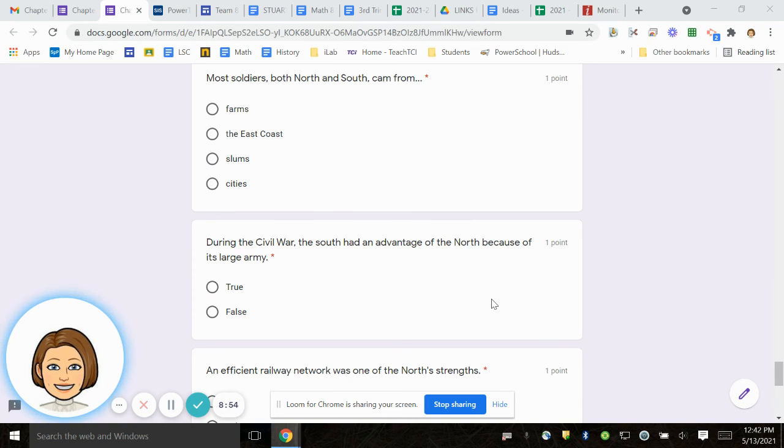Number 21. Most soldiers, both from North and the South, came from farms, the East Coast, slums, cities. Number 22. During the Civil War, the South had an advantage of the North because of its large army. True or false? Did the South have a larger army? True or false?